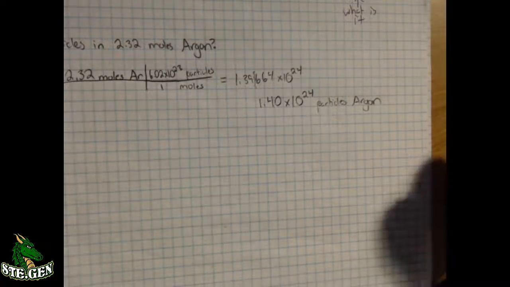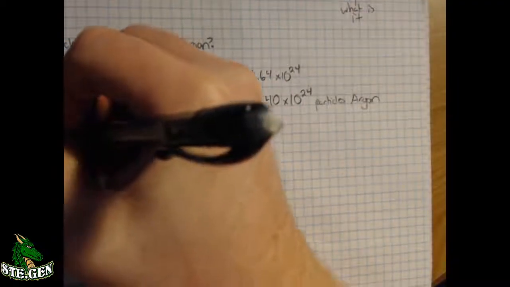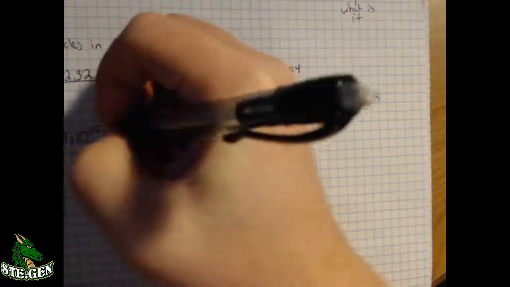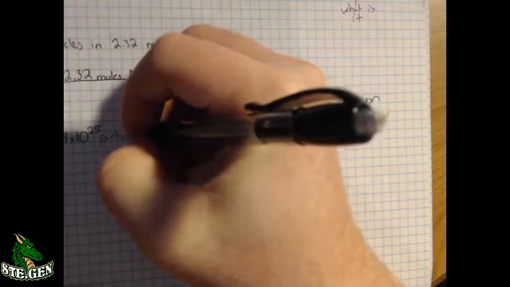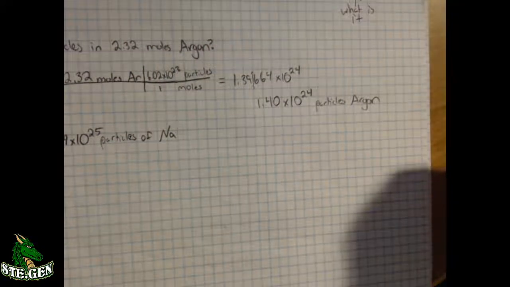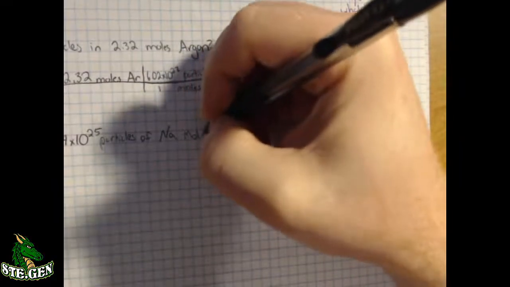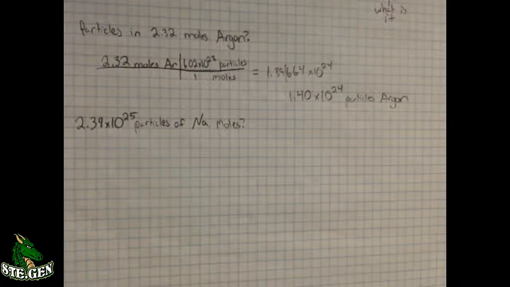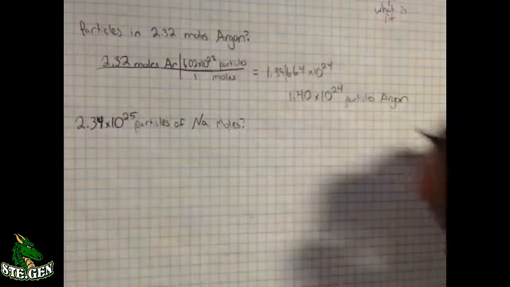Okay, second example. We have 2.34 times 10 to the 25th particles of sodium, of Na. And it wants to know how many moles. We're going to do the same conversion factor. And this is a 2.34. That looks kind of like a 9, so 2.34.